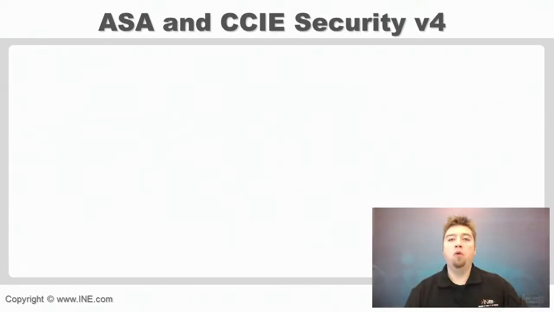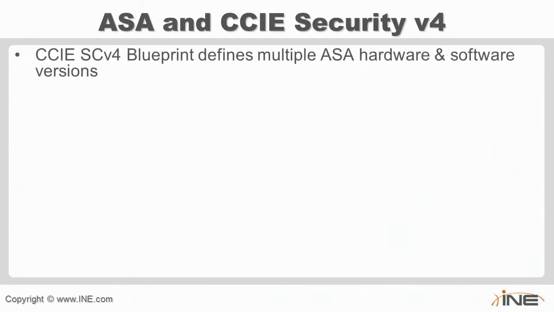Now, one of the important points that has changed in the new version 4 blueprint with security is that there are now multiple platforms and multiple versions that are tested on in the ASA. So multiple hardware boxes and multiple software versions for ASA. We have the regular ASA that is going to be running either version 8.2 or 8.4. And then we have the newer ASA X that is going to be running version 8.6.